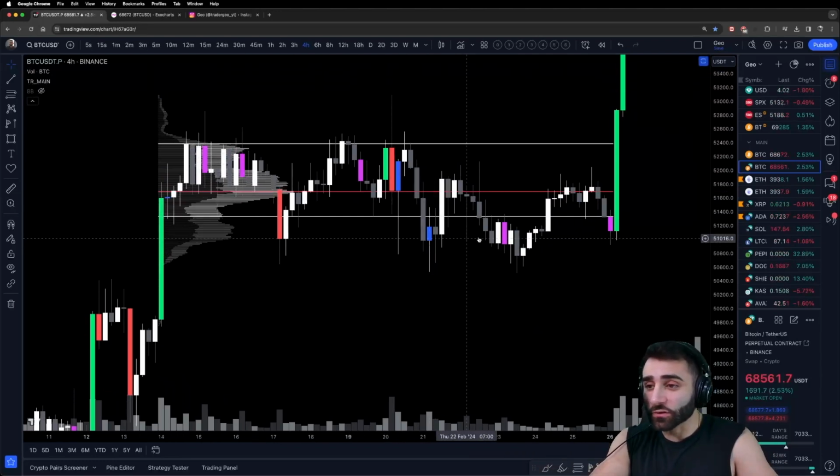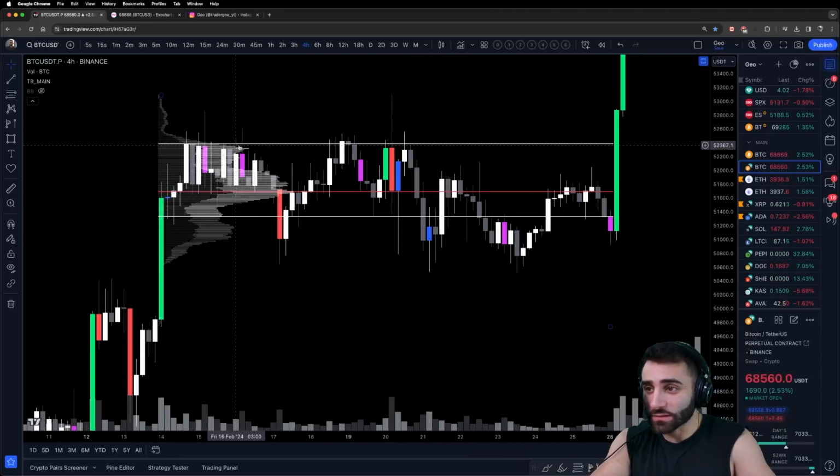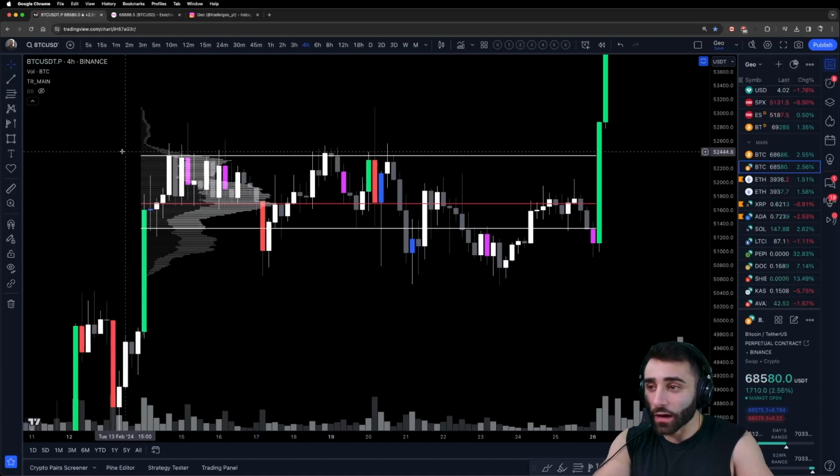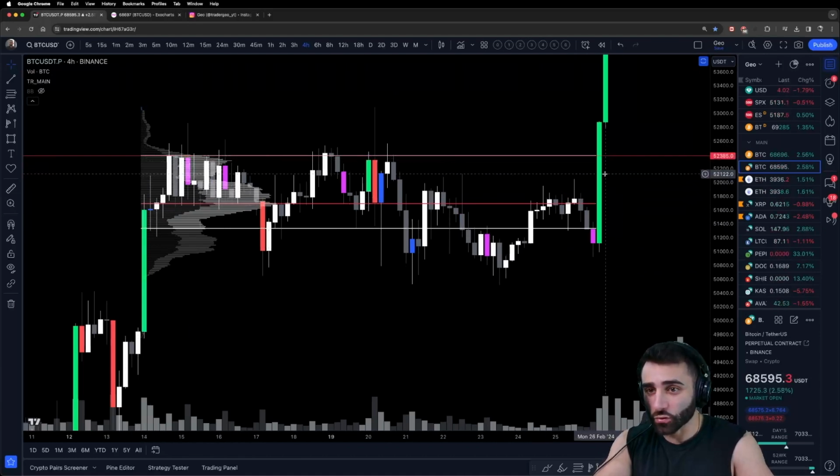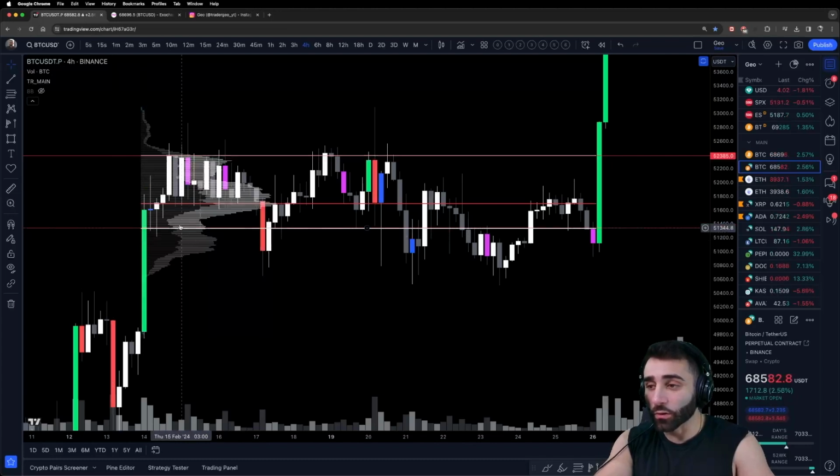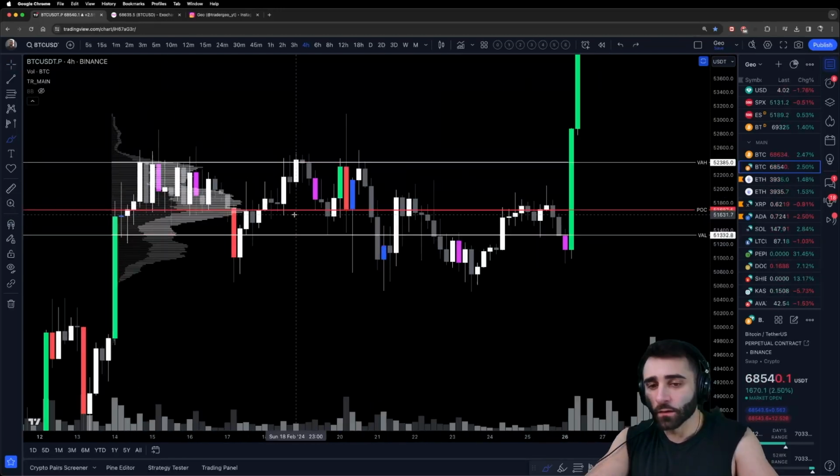This is your fixed volume profile. We can see these waves here on the left. We have a white line on the high, a white line on the low, and a red line in the middle. The white line on the high is called the value area high, or VAH for short. The white line on the low is called the value area low, or VAL for short. And this red line in the middle is called the point of control, or POC for short.